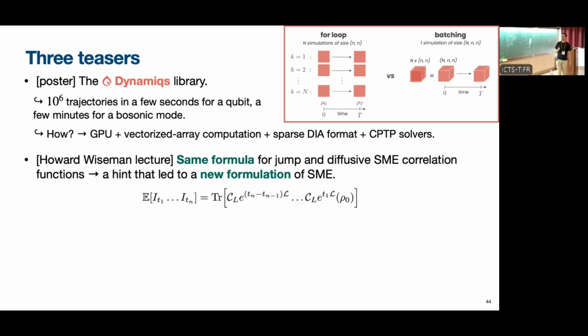The second teaser is about Howard Wiseman's lecture next week. The fact that we see the same structure for the jump and diffusive stochastic master equation for the correlation functions was a hint that led to a new way to formulate a stochastic master equation, a way to rewrite them. And so you will see this next week.